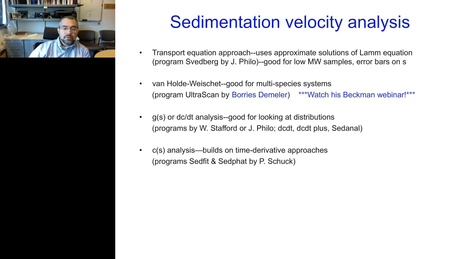And then finally, what I'll be focusing on today is this c(s) analysis. This is basically something that builds on the time derivative approach, and this is implemented in the program SEDFIT and the companion program SEDPHAT, developed by Peter Schuck at the NIH. And so we'll be talking a lot about this type of analysis, and most of the data I'm showing you will come from SEDFIT.